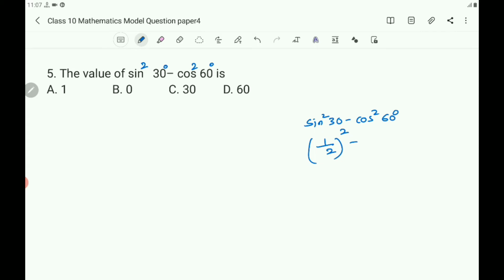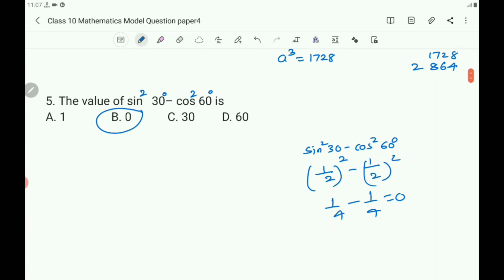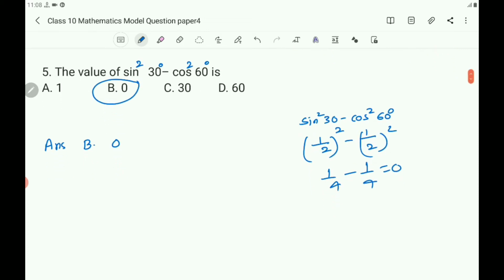Minus cos 60 is 1 by 2. Cos square 60 is (1 by 2) whole square. So you will get 1 by 4. (1 by 2) whole square is 1 by 4. Minus again (1 by 2) whole square is 1 by 4. Then the value of sine square 30 minus cos square 60 degree is 0. Here the option B is the answer. So you write answer B, 0.